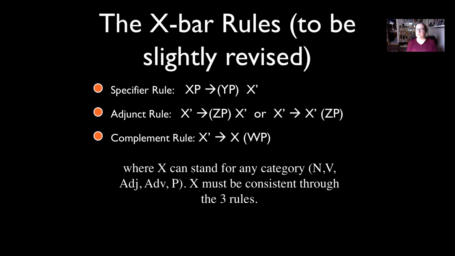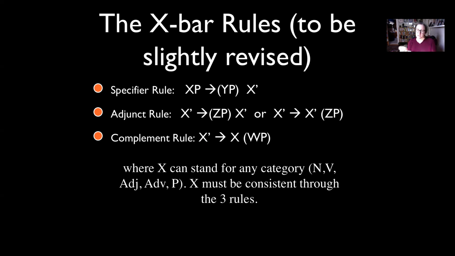So here are the X-bar rules. They'll be slightly revised later, but here's what we're arriving at. We have the specifier rule: XP consists of an optional YP and X-bar, right? The adjunct rule: X-bar consists of an optional ZP and an X-bar, or an X-bar and an optional ZP.